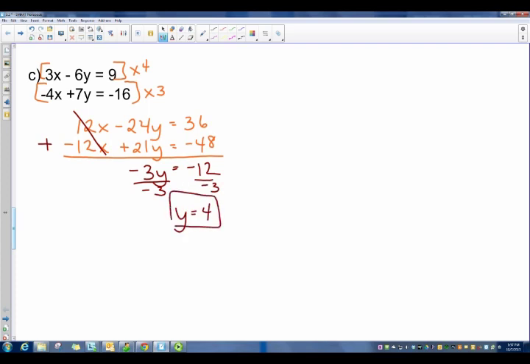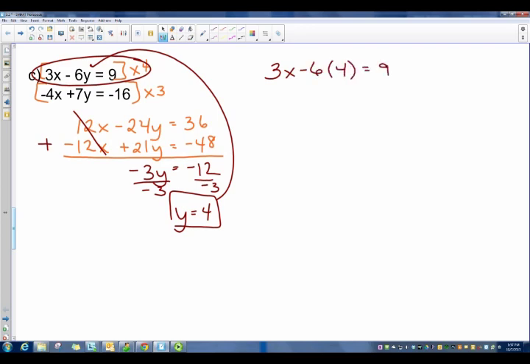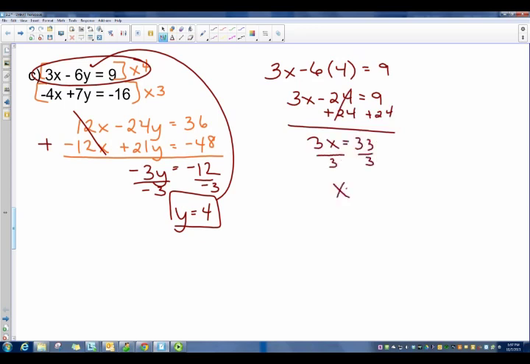There's your first solution. And then just like last time, you're going to substitute it in. I'm going to take and substitute it into the top equation this time. So it goes right there. So you've got 3x minus 6 times your y, which remember is 4, equals 9. So 3x minus 24 equals 9. Add your 24. So 3x equals 33. Divide by 3. And x equals 11. And there's your solution. And once again, you can write that as a point, 11, 4.